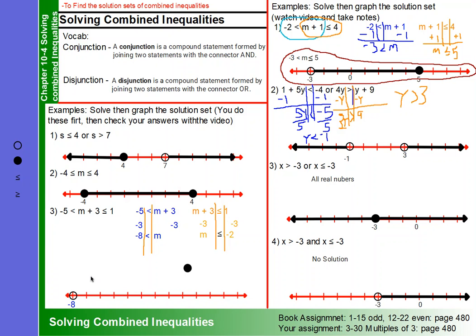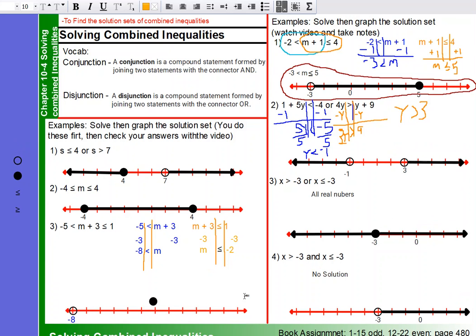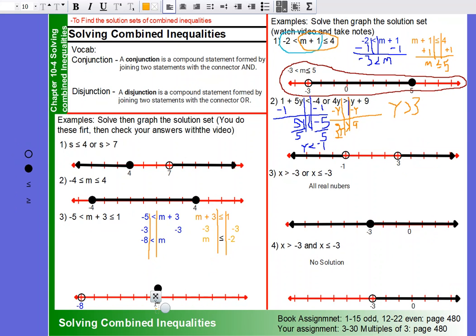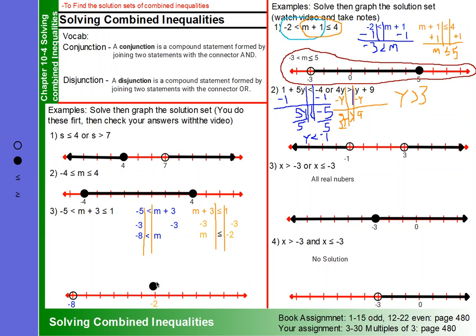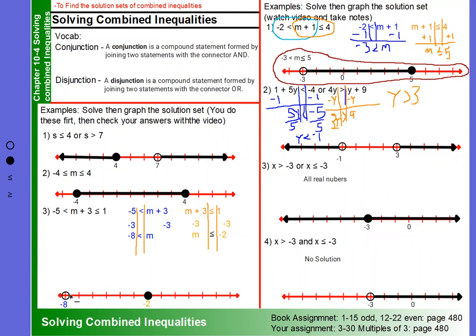Let's find where -2 is. So we have -8, -7, -6, -5, -4, -3, -2 is right here. So I'm going to define this dot here as -2, and place the closed dot directly on top of it. Now m is greater than -8, which means it's between here. And so we connect the dots.